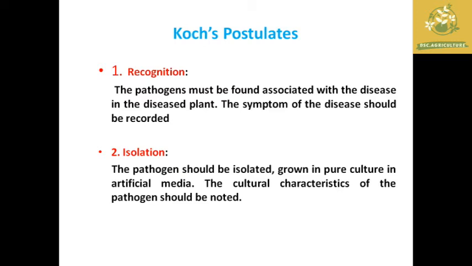And the second is isolation. The recognized pathogen must be isolated and grown for mass culturing, so that we can easily identify the characteristics of the particular pathogen in the artificial media. These cultural characteristics are helpful for the diagnosis of the disease, as well as for creating chemicals which can kill these kinds of microorganisms and provide resistance to these diseases in the host plant. So the isolation needs to be done as the second step.